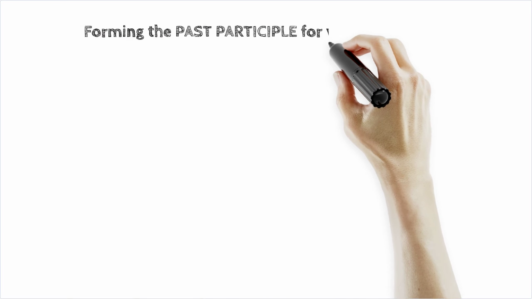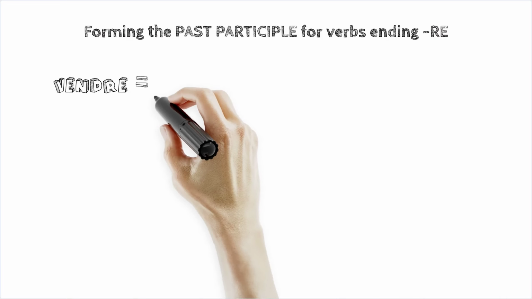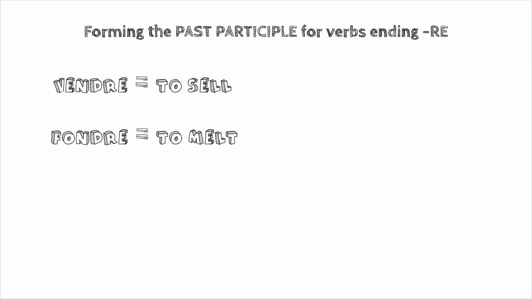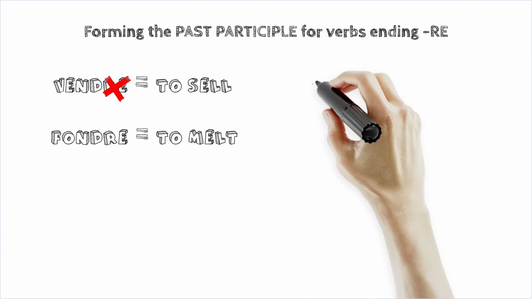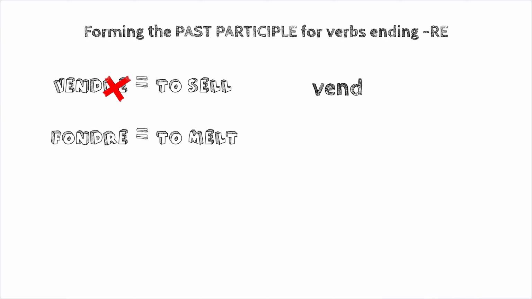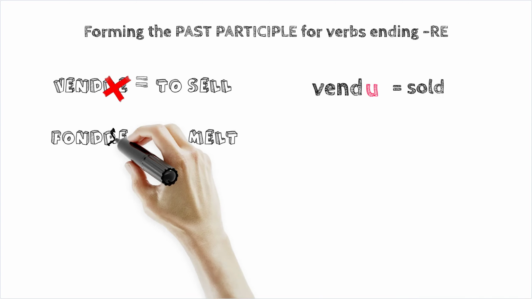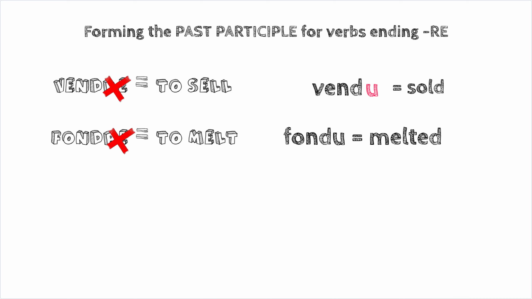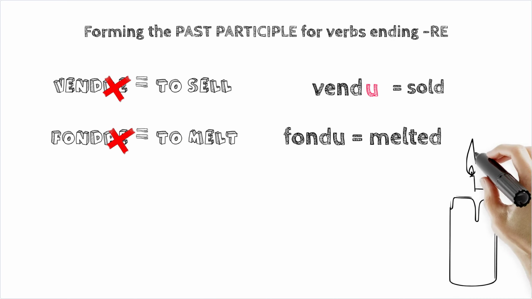And finally, regular verbs that end in RE, like vendre, to sell, or fondre, to melt. We're going to remove the RE and we're going to add a U. So vendre becomes vendu, sold, and fondre becomes fondu, melted.